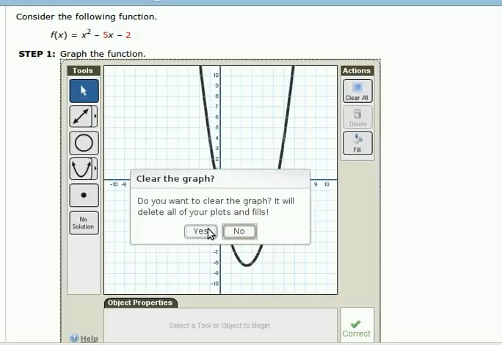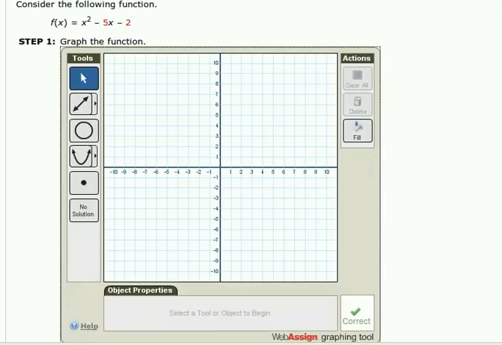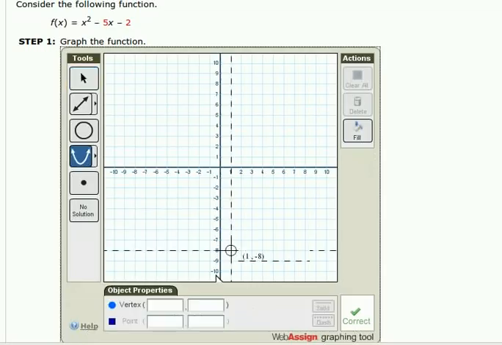Do you want to clear this? Yes. Okay, so normally you wouldn't clear a graph if you had it right, but that's the function. Now again, if I go over here to WebAssign and I select parabola, here's the deal with parabolas. You have to tell it the vertex and any other point.